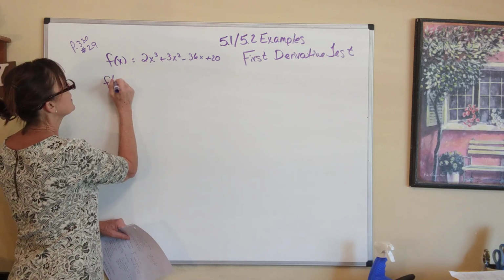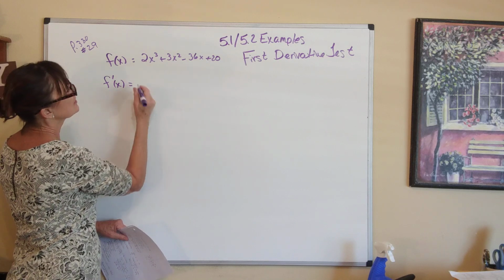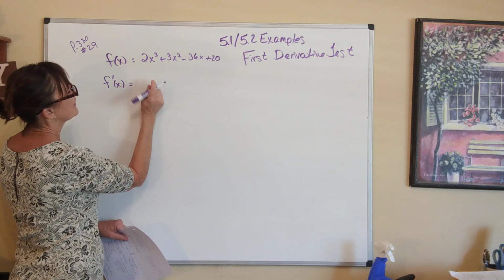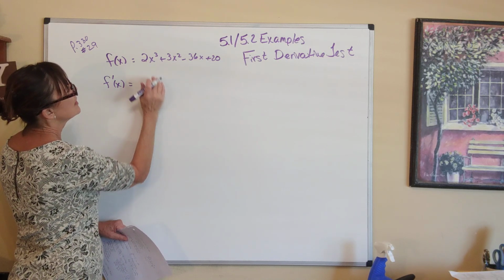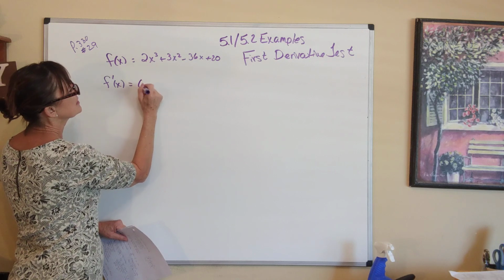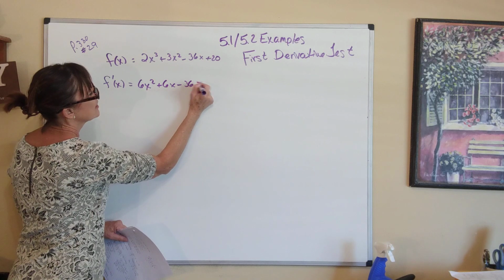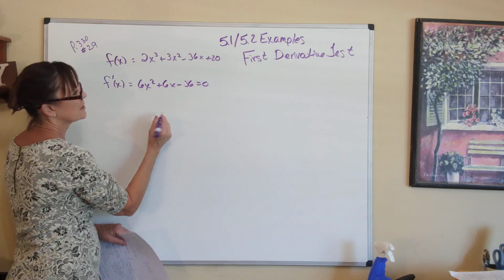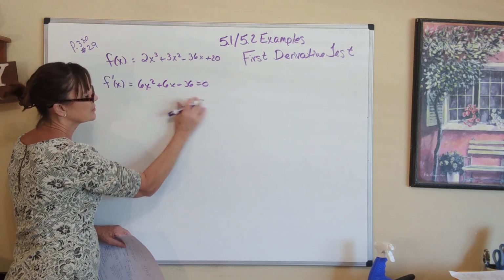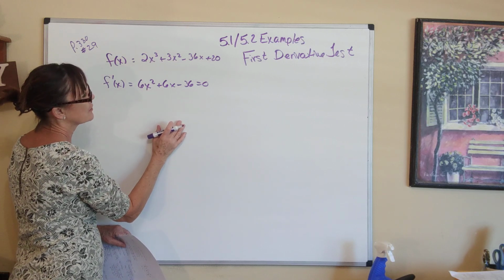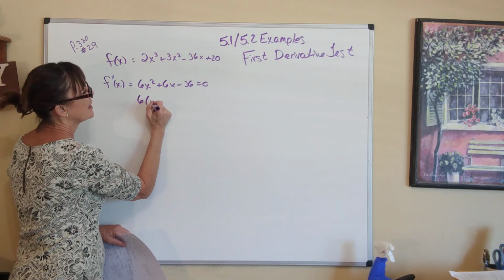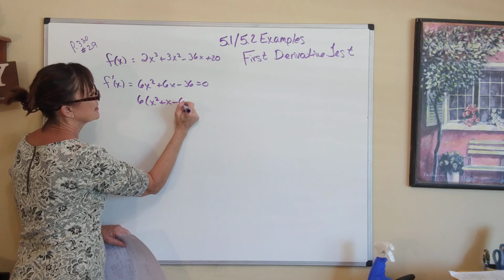So take the first derivative, set it equal to 0, and solve. So 3 times 2 is 6x squared plus 6x minus 36. We're going to find where this equals 0. There's no place it's undefined because there's no denominator for it to divide by 0. So we pull out a 6. We've got x squared plus x minus 6.